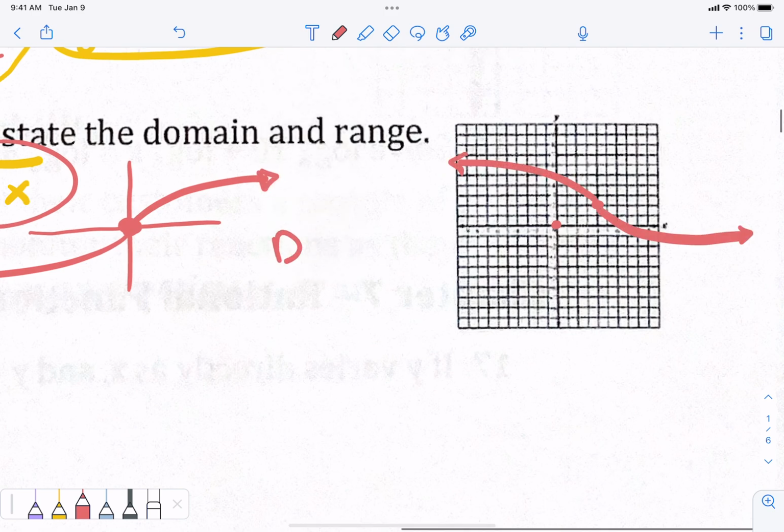Okay, but we do have to find domain and range. All real numbers. Domain is the x's, so going left and right. Will he go left forever? Yep. Will he go right forever? Yup. Does he have any problems in the middle? Nope. So all reals for the domain.